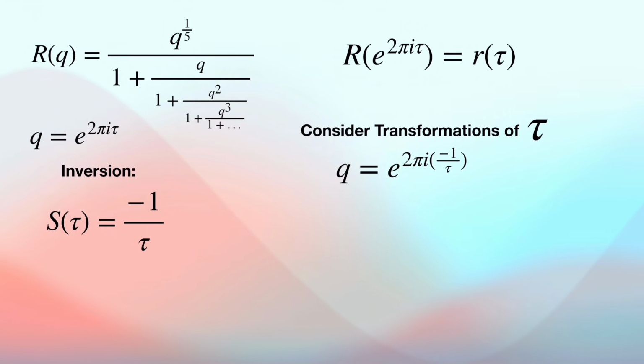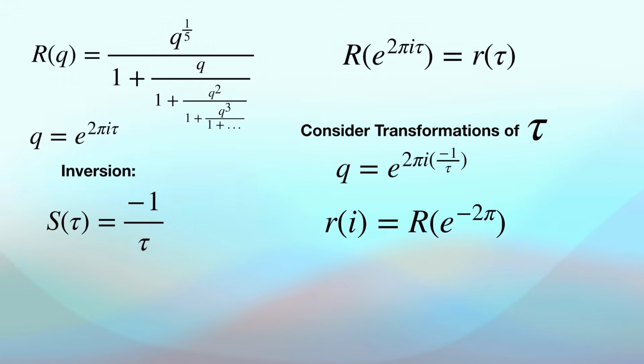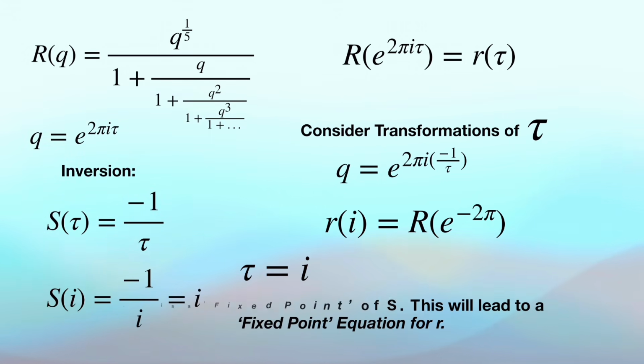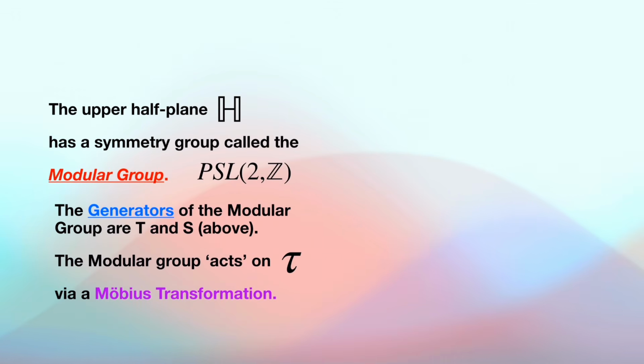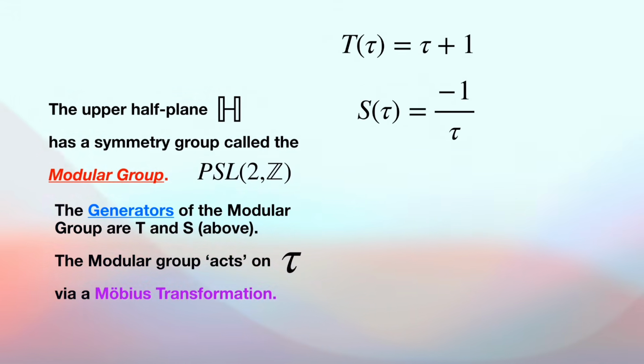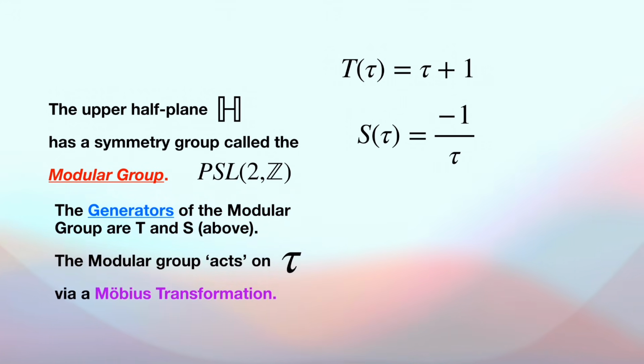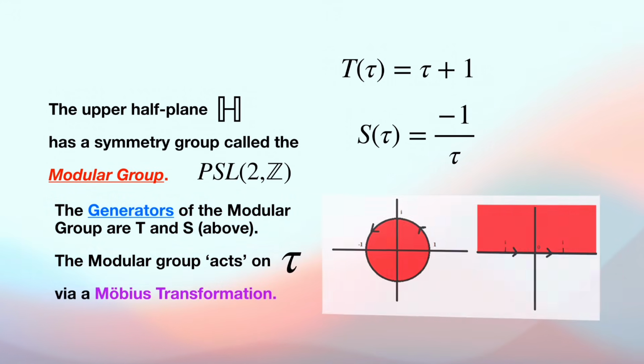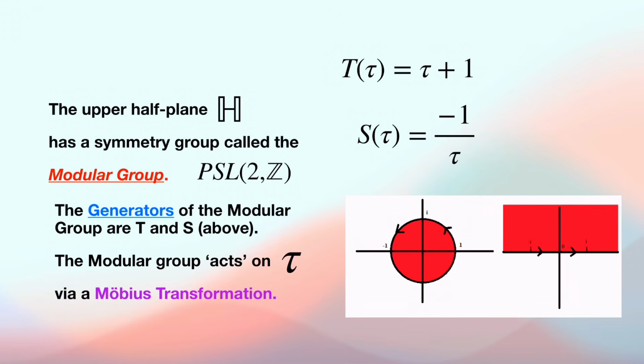Now, another type of transformation we think about is complex inversion. S of tau is -1 over tau. And that's because at tau equals i, this particular transformation has a fixed point and will lead to a fixed point equation later on. So the upper half plane H has a symmetry group called the modular group, PSL2Z, and the generators of this modular group are translation by 1 and complex inversion.